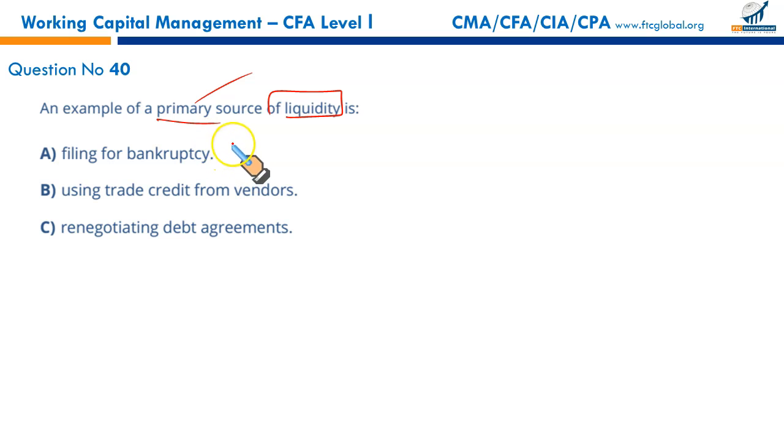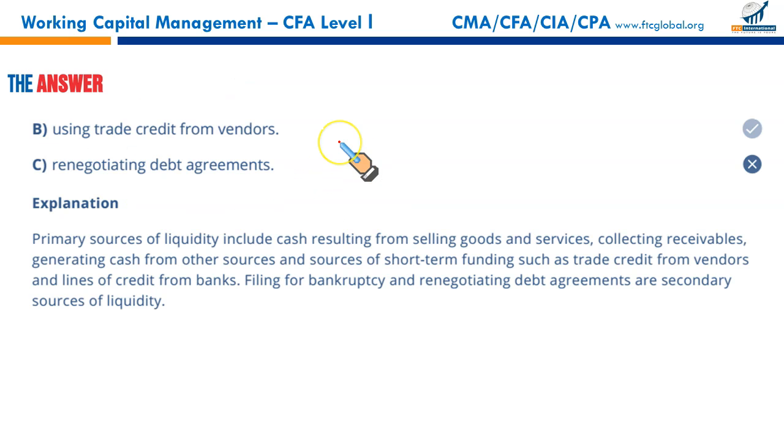So filing for bankruptcy, renegotiating debt agreements, these are secondary sources of finance, secondary sources of liquidity. Using trade credit from vendors, this is the primary one. So that makes B the correct option.